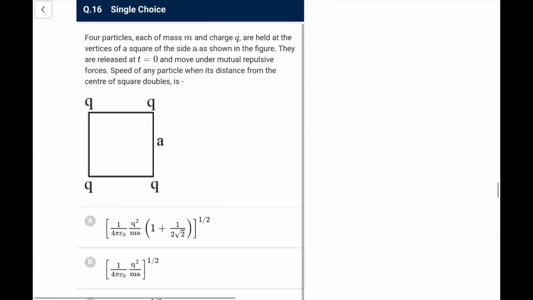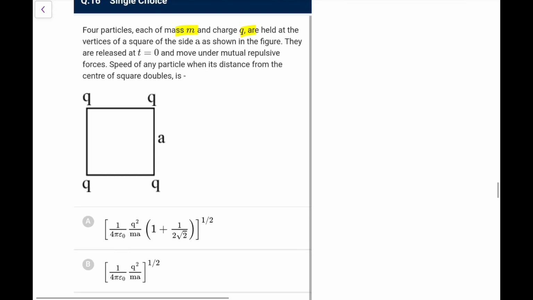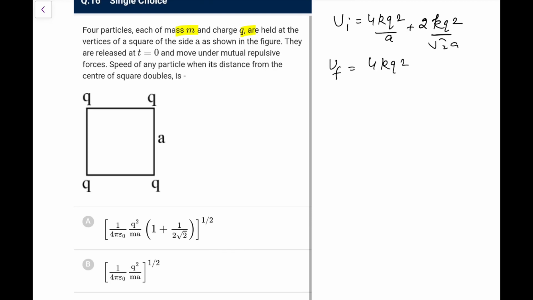Next one, we have 4 particles of mass m and charge q held at the vertices of a square of side A. They are released at t equal to 0 and move under mutual repulsive forces. Find the speed of any particle when its distance from the center of the square doubles. By symmetry, all will have the same speed. What is the loss in energy? Initial electrical energy is 4 terms of kq square by A, and the 2 diagonal terms 2 kq square by root 2A. Finally, when the distance is doubled, the formula remains the same, but A becomes 2A: plus 2 kq square upon 2 root 2A.